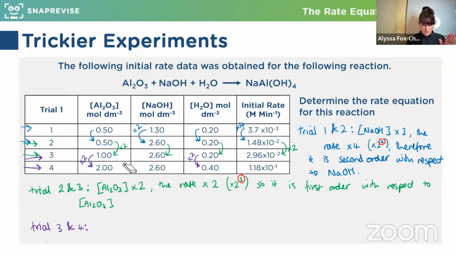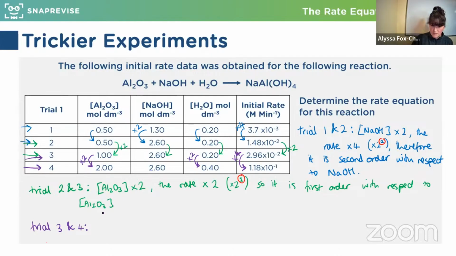If it was just the Al2O3 that was changed, by doubling the concentration of aluminium oxide, we will have doubled the rate. Because we know from our previous trials 2 and 3 that it is first order with respect to Al2O3. That means if we double the concentration of Al2O3, we double the rate. So the rate itself has actually been multiplied by 4. If you double check using your calculator, you can see that that is times 4. So it's 4 times bigger. The times 2 of that times 4 is from doubling Al2O3.